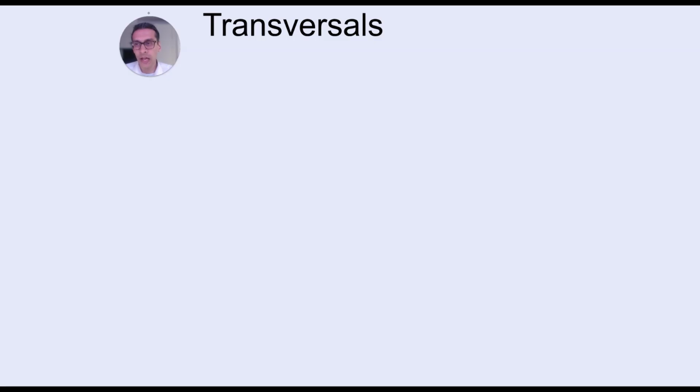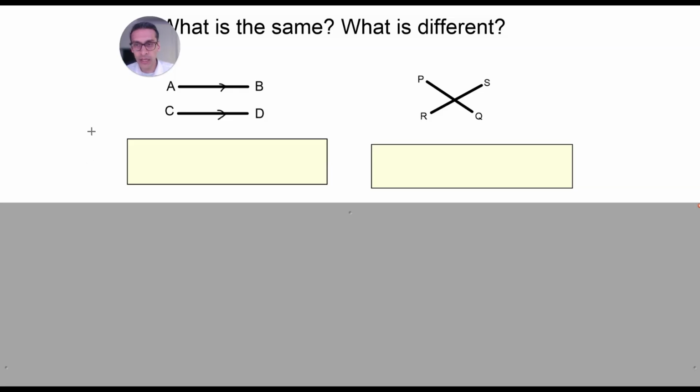So as we continue to look at angles, this is going to be something that you probably haven't heard of yet, and it's transversals. So before we look at what that is, we need to know a key definition here. So what's the same and what's different between both of these? You may have noticed that for A, B, and C, D, there's a special symbol that we've got on these lines. It has a special meaning that we looked at in a previous video.